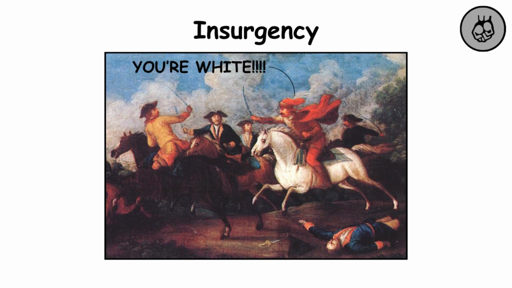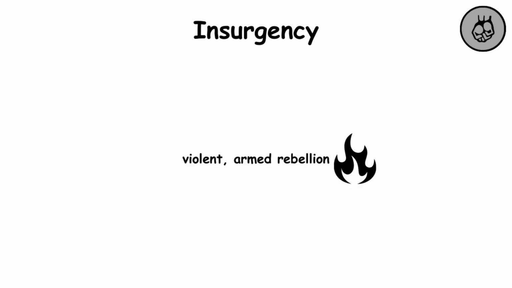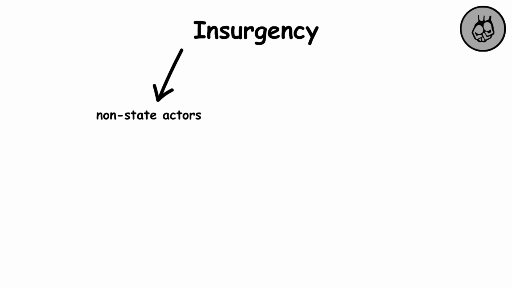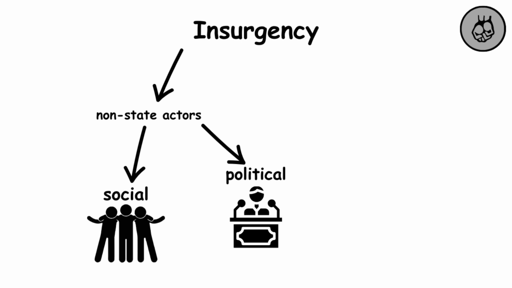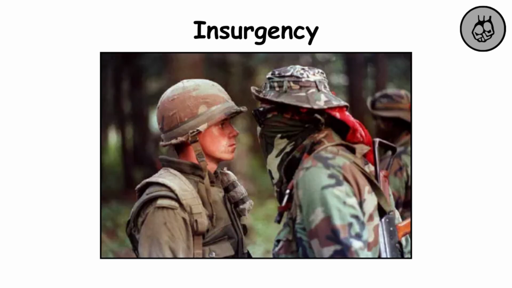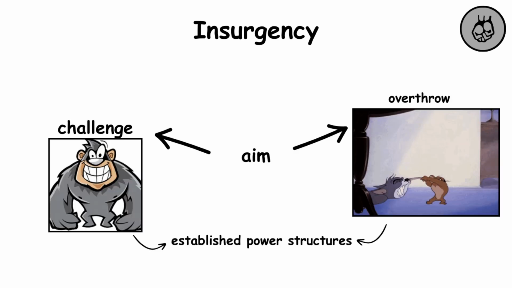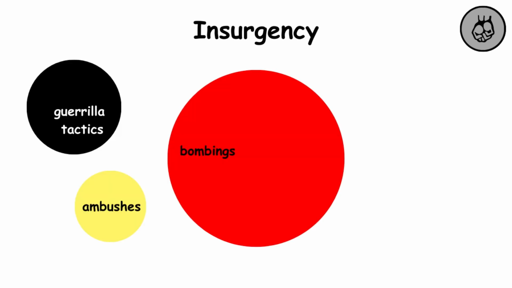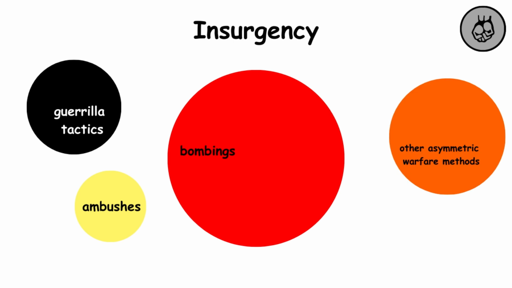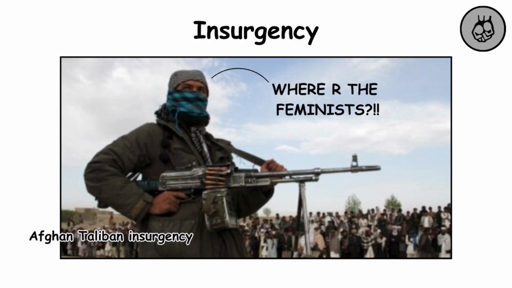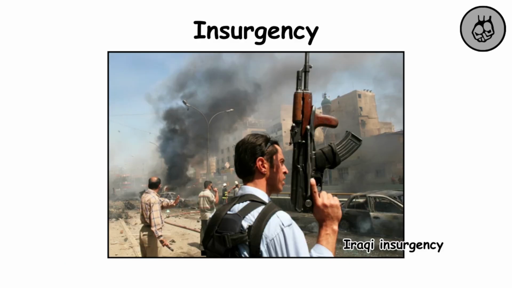Insurgency. Insurgency refers to a violent, armed rebellion or uprising against a government or ruling authority, typically carried out by non-state actors seeking political, social, or ideological change. Insurgencies often arise from conflicts related to governance, discrimination, and perceived injustices. They aim to challenge or overthrow established power structures. Insurgent groups may employ guerrilla tactics, ambushes, bombings, and other asymmetric warfare methods to weaken government control and gain popular support. Examples include the Afghan Taliban insurgency and the Iraqi insurgency.